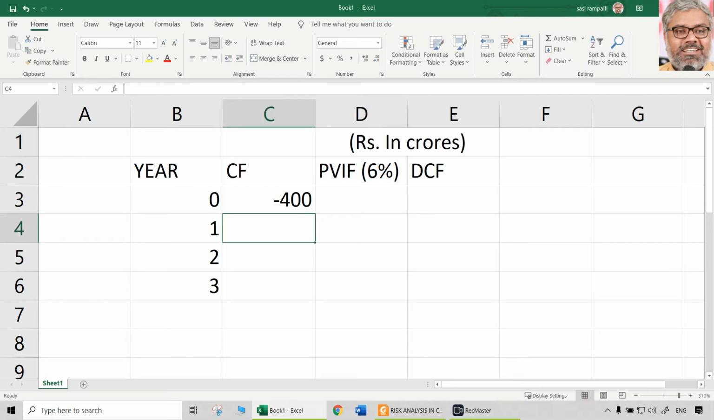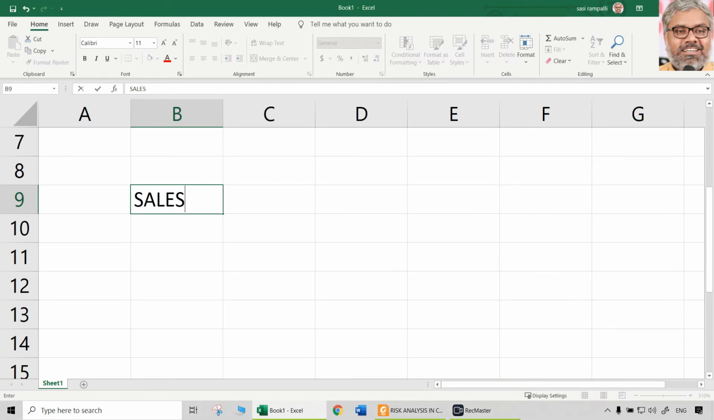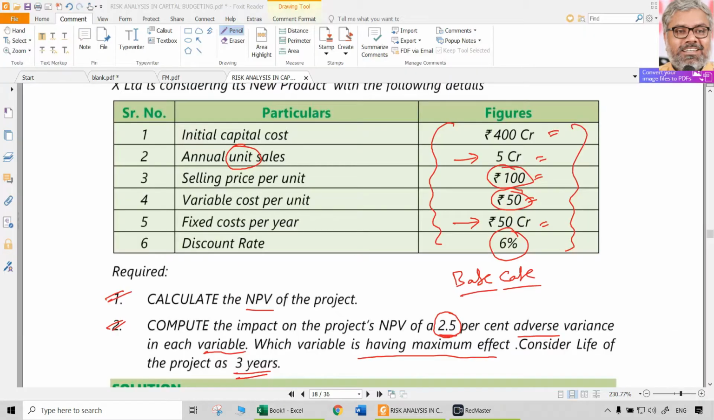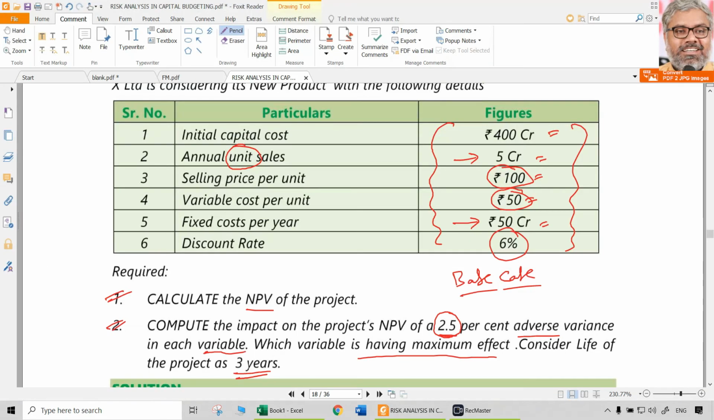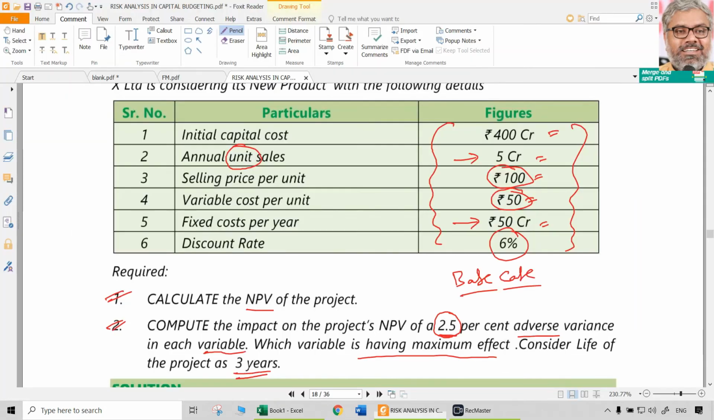Rupees in crores. Then cash flows for each of the years have to be calculated. For that, let us do a separate working note, taking each of the details given. Sales, first of all, in units is going to be 5 crores. Then selling price, as given in the question, is going to be 100 rupees per unit. Variable cost per unit is given as 50 rupees.